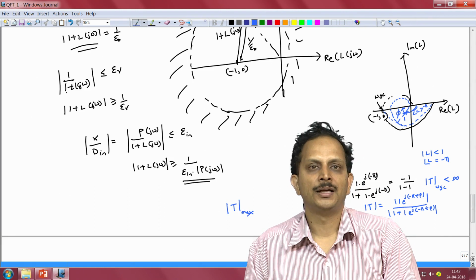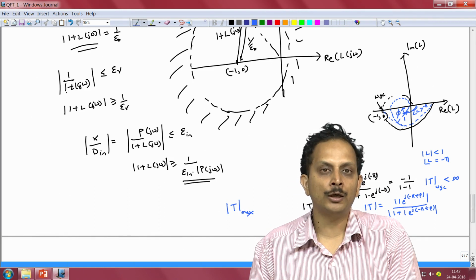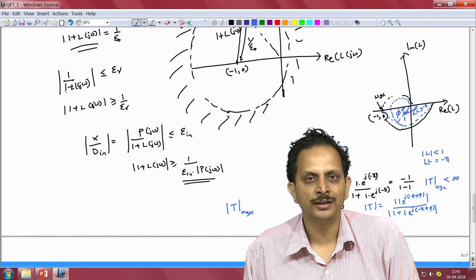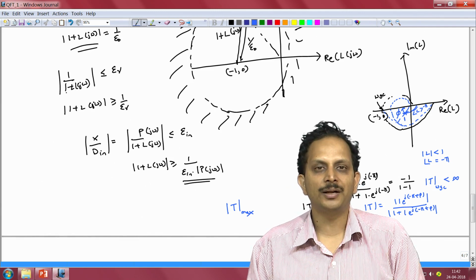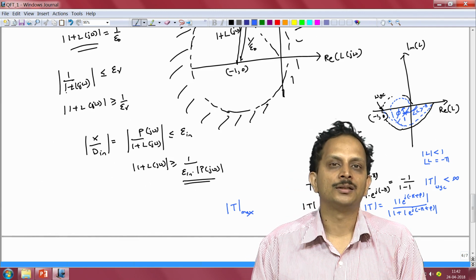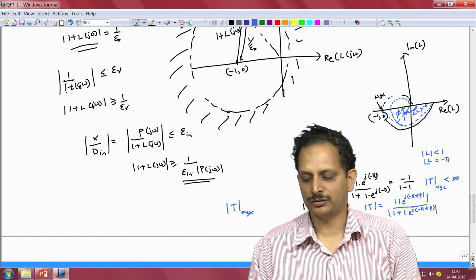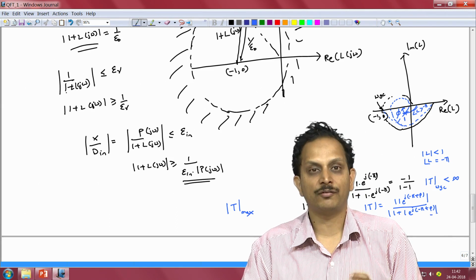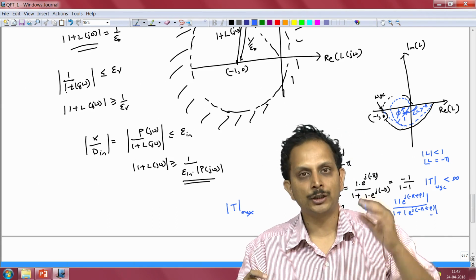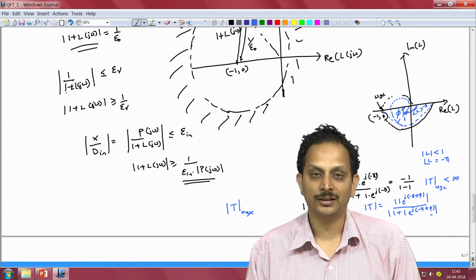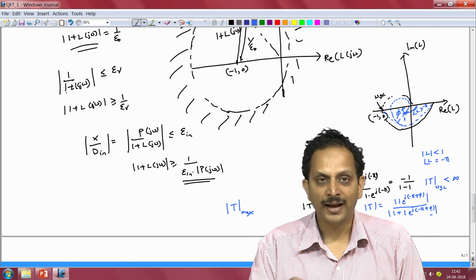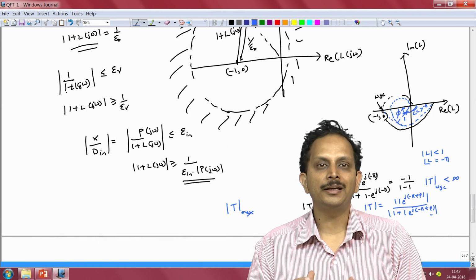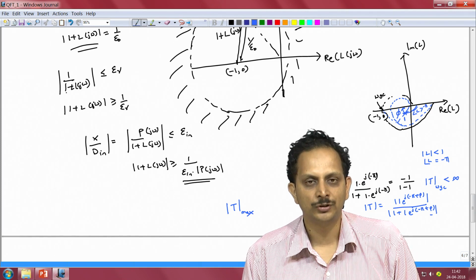If we prevent the transmission function from assuming values greater than a certain specified amount, we are essentially placing a lower limit on the permissible phase margin of our system, because if our phase margin is larger, then our transmission function is going to be lesser in its magnitude, and hence we are going to be guaranteeing the stability of our closed loop system.